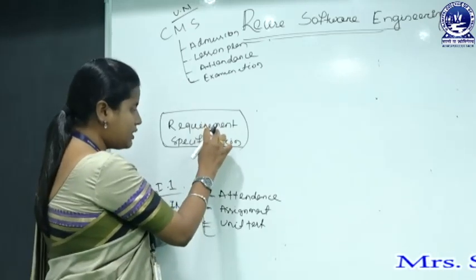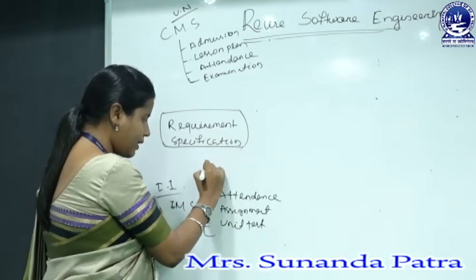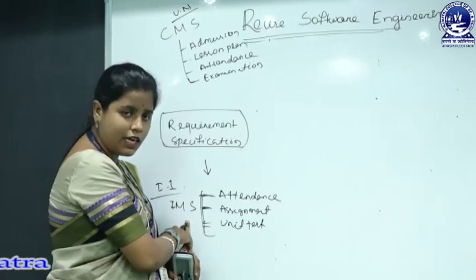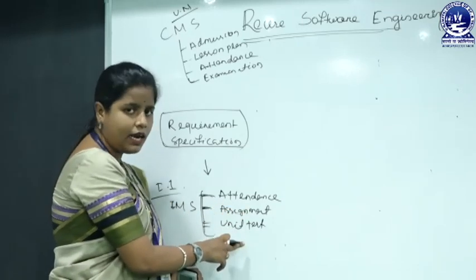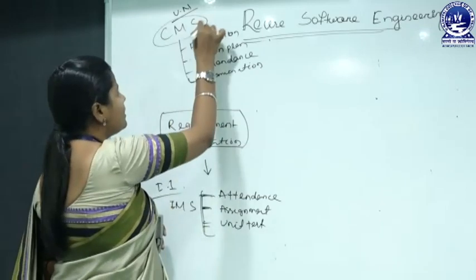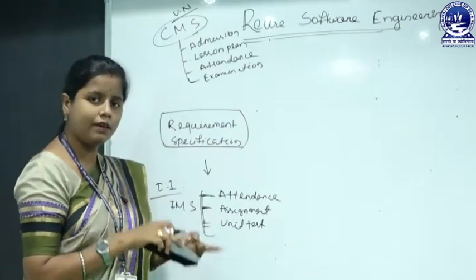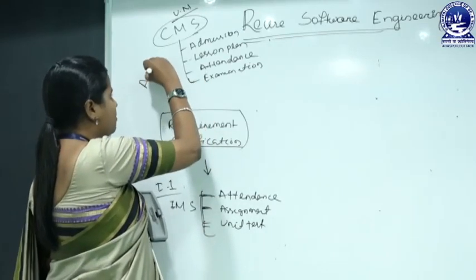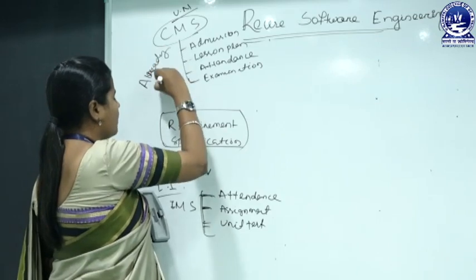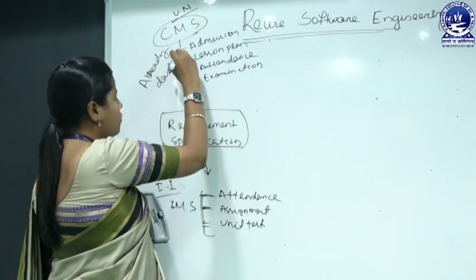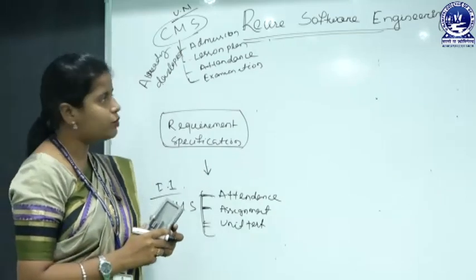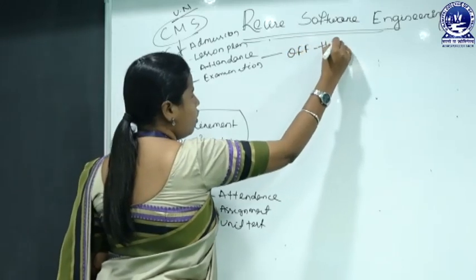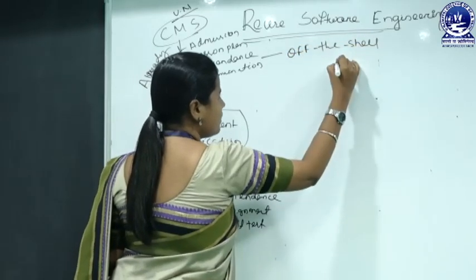So, in case of requirement specification, we have to specify that institution 1 wants an IMS with the functionalities that are attendance, assignment and unit test. And this is the CMS we have already developed for the UN Autonomous College. So, these are already developed. So, if we have already developed software, we can call them off the shelf application.